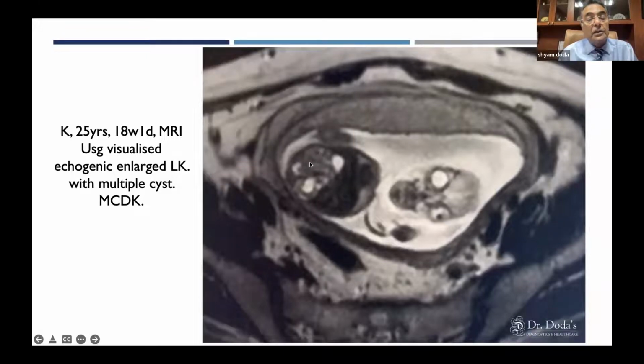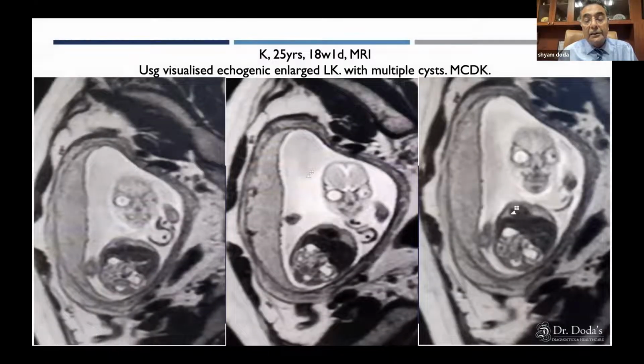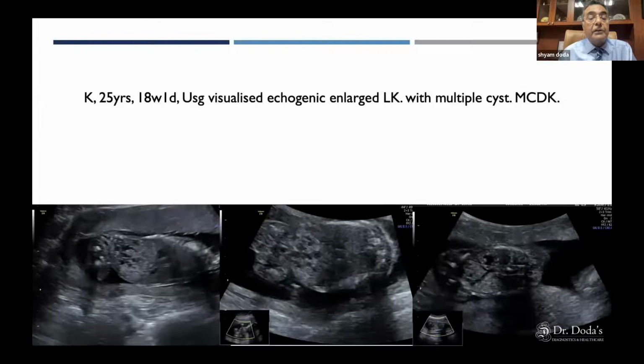So this was a multicystic dysplastic kidney. The same here. This is multicystic dysplastic kidney here, and this is on the other side, little bit of dilatation of renal pelvis.